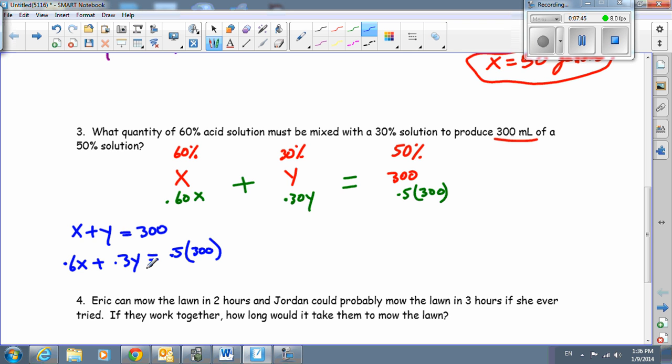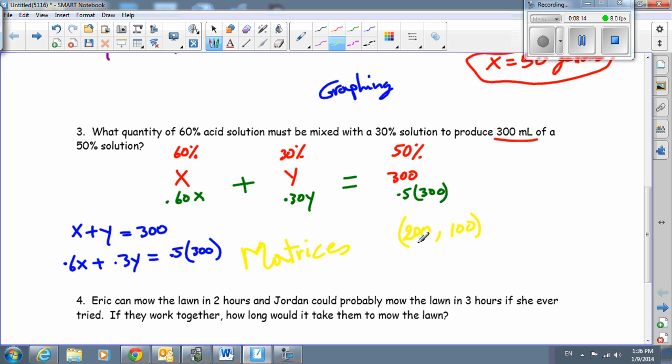From here, you have multiple ways of solving it. The top one, we used graphing. But on this specific one, if you remember, I would prefer to use the matrix. I will form two matrices. The first matrix will be 1, 1, 300, 0.6, 0.3, and whatever this is. So if you solve it correctly with the matrix, you will end up with the answer 200 and 100.